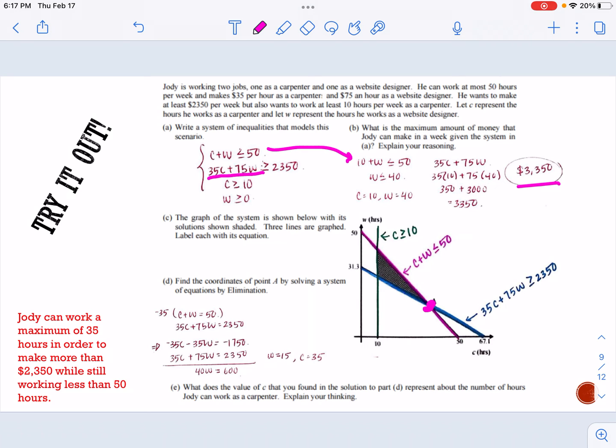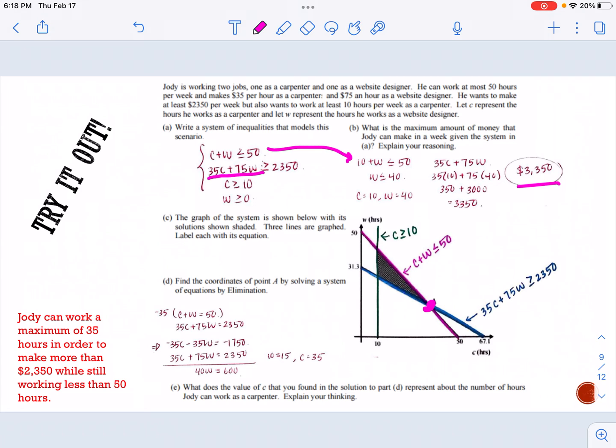So we looked at the line in pink and the line that I showed in blue, and we solved the system of equations to determine the point of intersection. And we noticed that the point of intersection was 35, 15. Sorry, I just mixed up my X and Y.